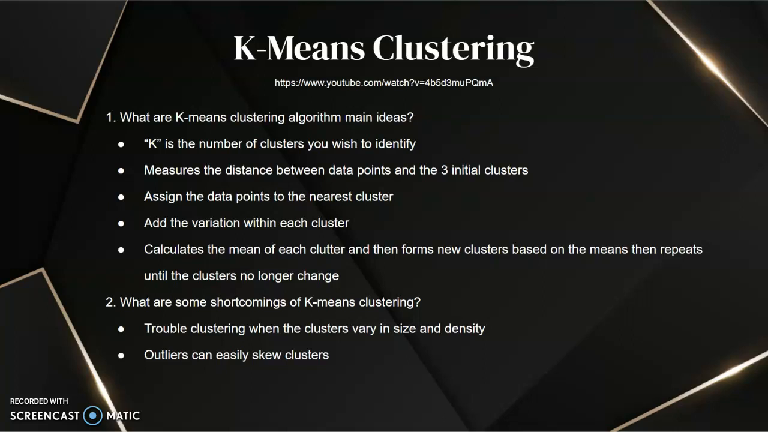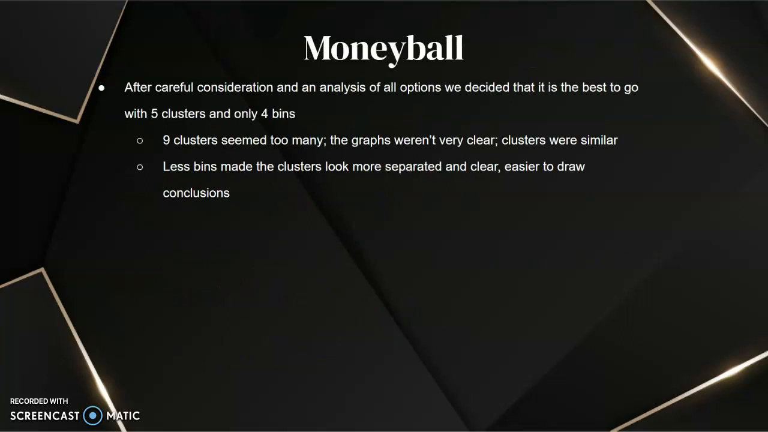So the second question for k-means is, what are some shortcomings of k-means clustering? We thought some of those included trouble clustering when the clusters vary in size and density, and also that outliers can easily skew clusters. So we'll keep it moving.